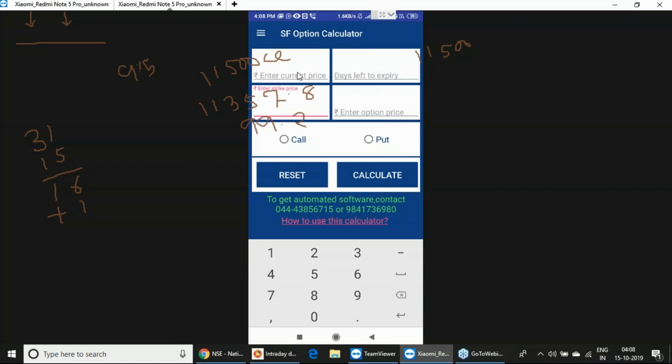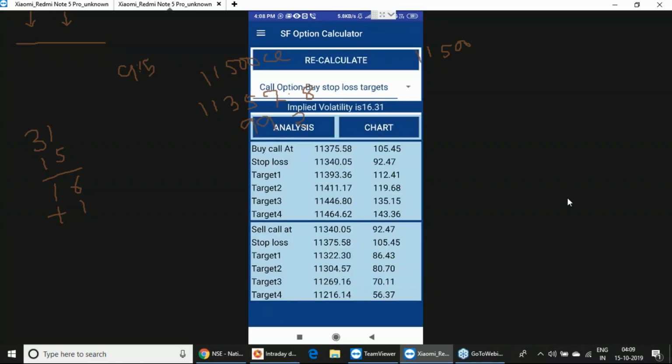So all these prices I am going to feed here. I am going to feed the current price as 11,357.8. Days till expiry, 17 calendar days. Strike price I have chosen is the 11,500 call, and in the morning at 9:15 it opened at 99 rupees 20 paisa. Call options, and I will hit the calculate button.